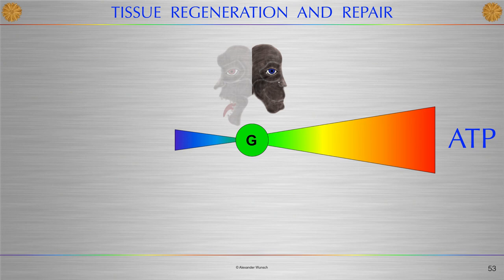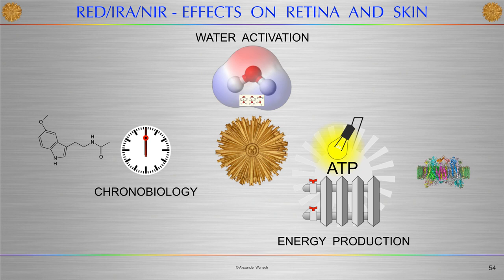So now we talk a little bit more about the tissue regeneration and repair, which occurs on the long wavelength part of the spectrum. We could talk about at least three different aspects. The chronobiology aspect is, we learned from Finsen and the earthworm, that red light equals darkness. So red light eliminates the visual stress which is caused by short wavelengths. We have to talk about water activation and the energy production. And this colorful molecule, which is the cytochrome C oxidase, which is involved in the energy production in the frame of the electron transport chain.